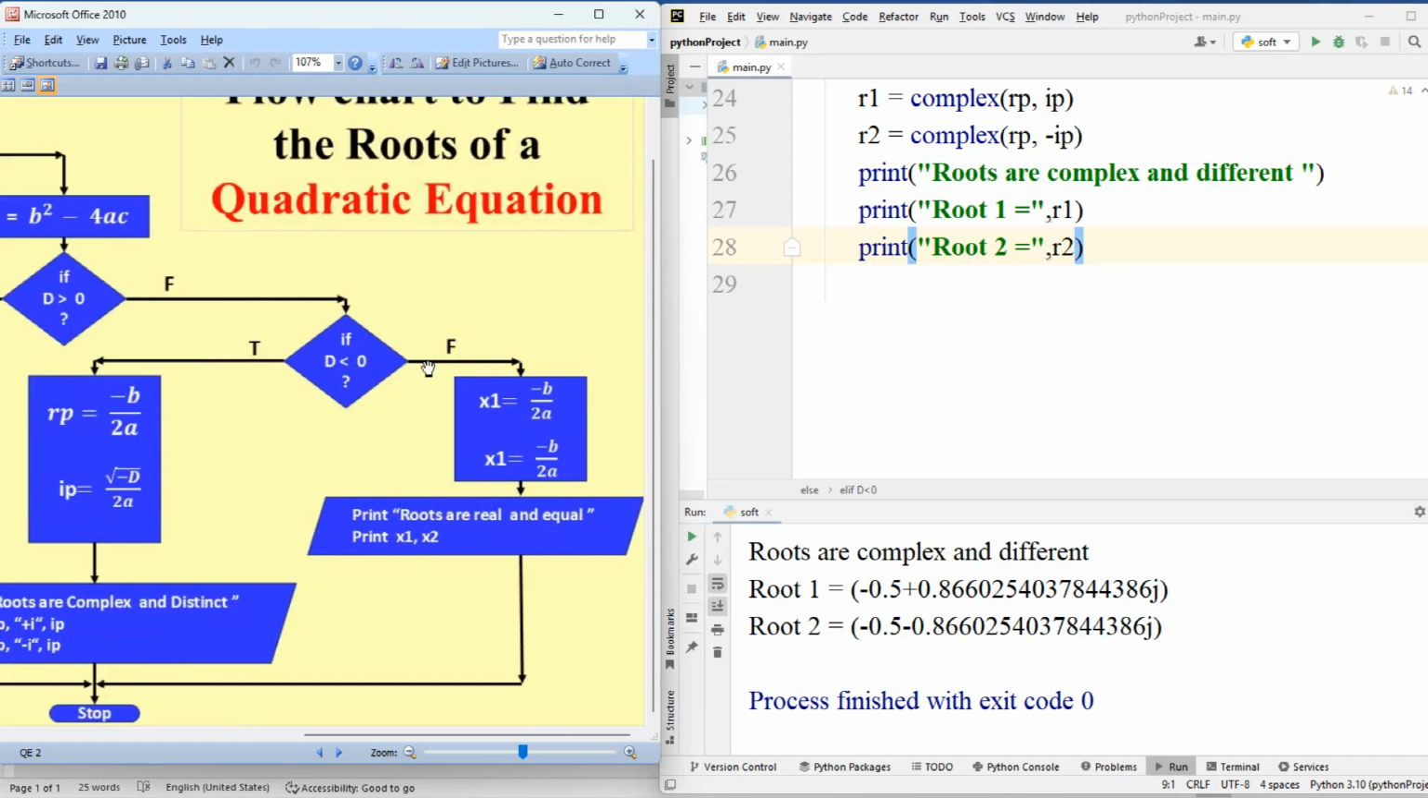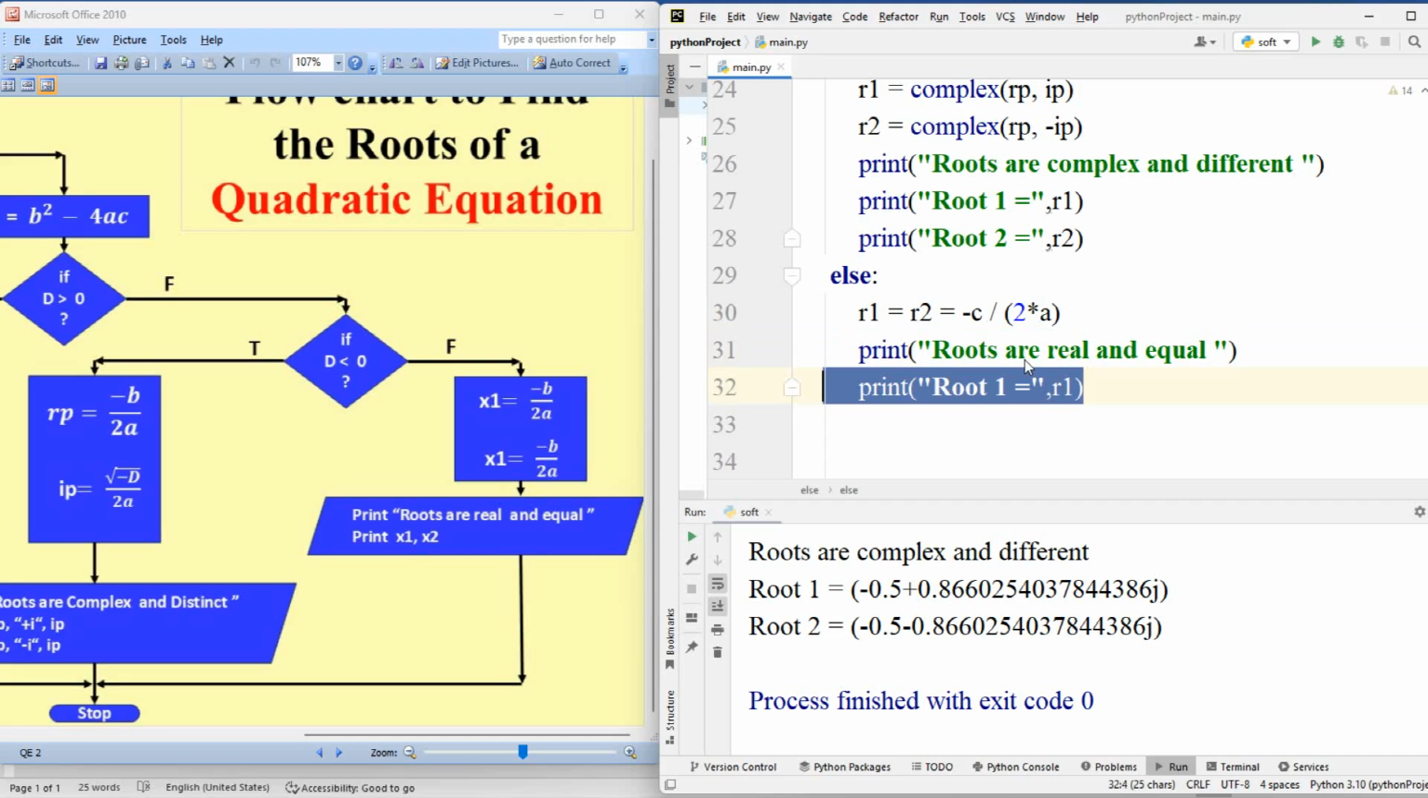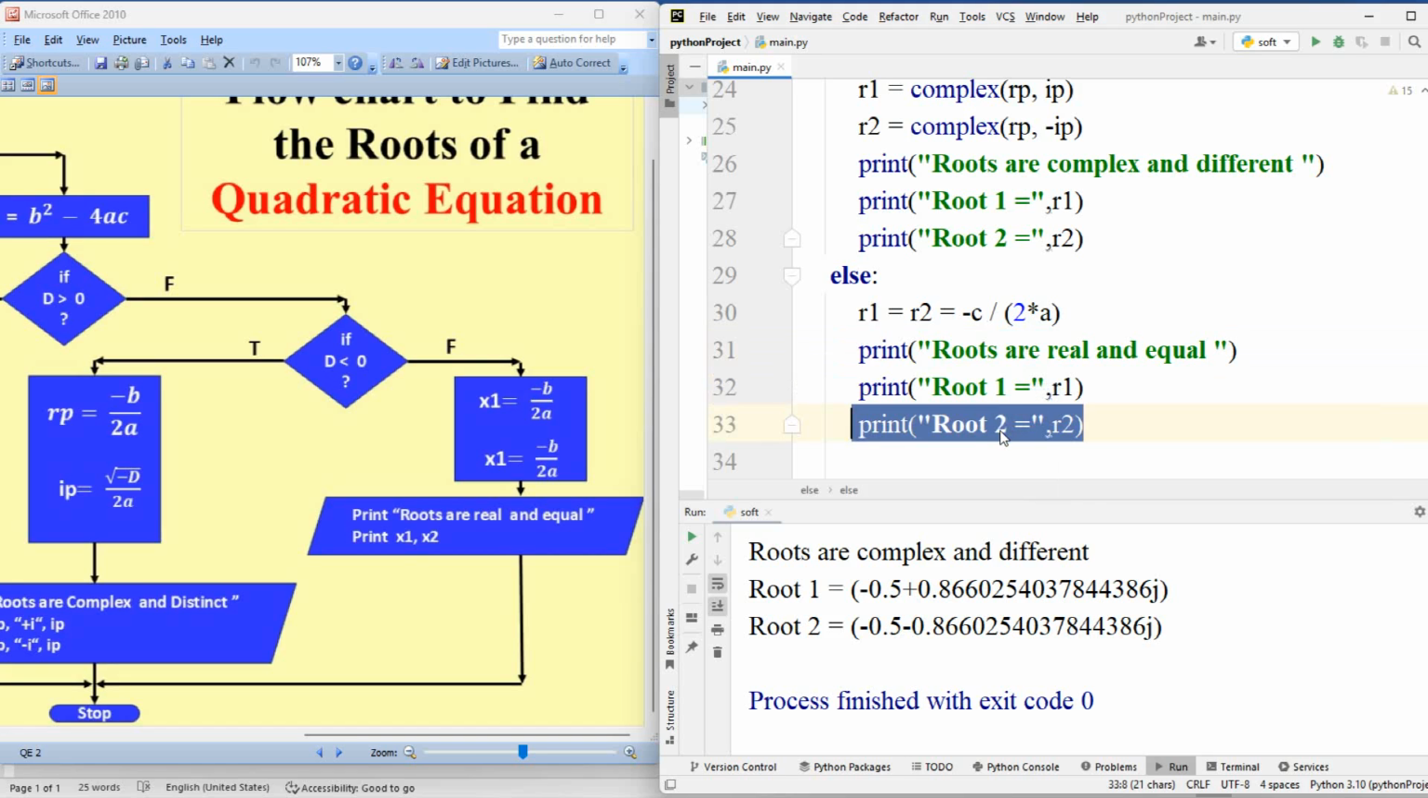If d value less than 0 is false, then we have to find x1 and x2 values using these two expressions. R1 equals R2 equals minus c by 2a. R1 is equivalent to R2, both are the same, so R1 equals R2 is equal to minus c by 2a. Before going to display the values of R1 and R2, let us display characteristics of roots. Characteristics of roots are like this. Roots are real and equal. Root 1 is equal to R1, root 2 is equal to R2.